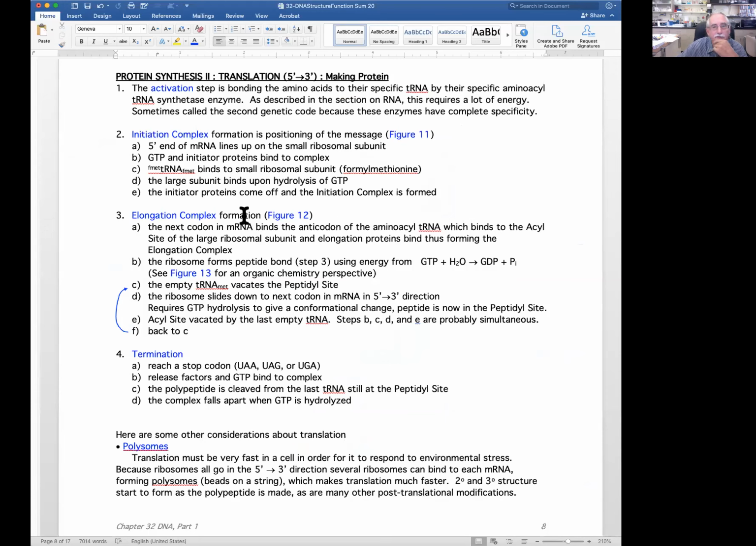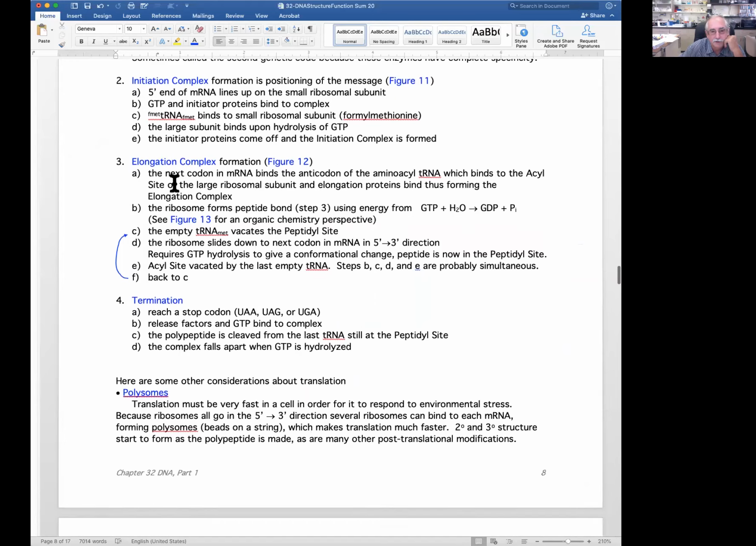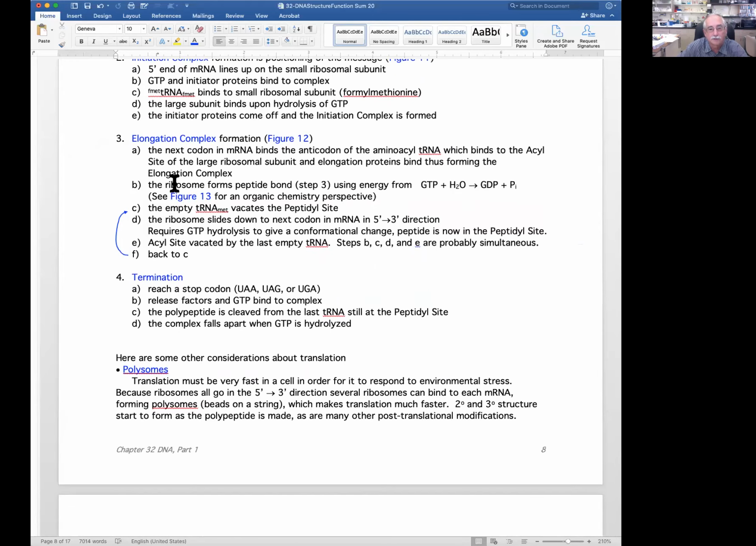Okay, so let's go through this. So the activation step. We talked about that in the initiation step. What do I want you to know? Well, I want you to know some of the things that are required for initiation. With the elongation step, what do I want you to know? Some of the things that are involved for elongation, and that there is an elongation complex.